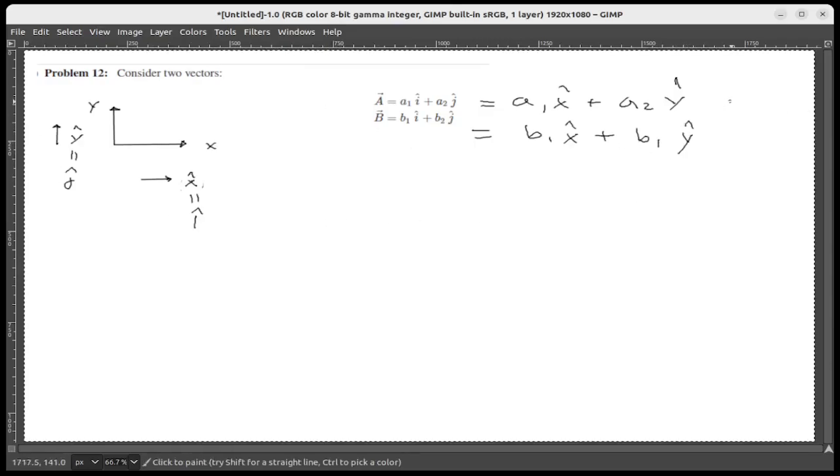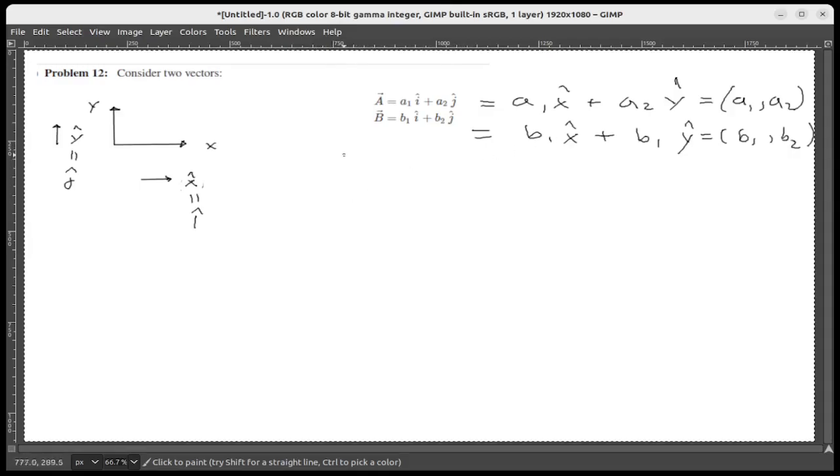And I could also write it in component form. This would be A1 comma A2. So this means that the vector has a component of A1 in the x direction and A2 in the y direction. This one is B1, B2. So this vector has an x component B1 and a y component B2, and similarly x component A1, y component A2. These all mean the same thing. That's also equivalent to this notation here. So there's all these notations that are equivalent.